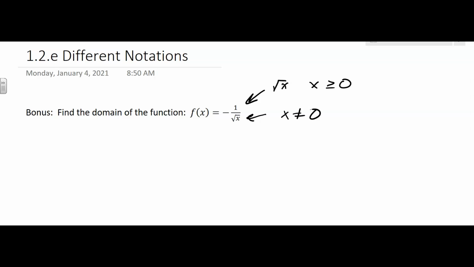So we have both restrictions here. So what is the domain? The domain would be then x is greater than 0, no equal to, and so it would look like this: parenthesis, 0 to infinity, parenthesis. Okay, so that was kind of the bonus problem.